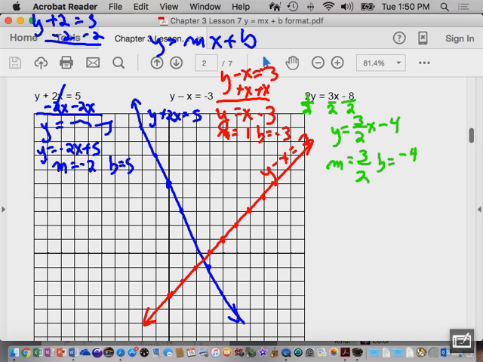How do you move? Come on, how do you move? What over what? 3 over 2. Up 3 over 2. Good. Make sure your paper says that. What does the 4 mean? -4. That's where you begin.